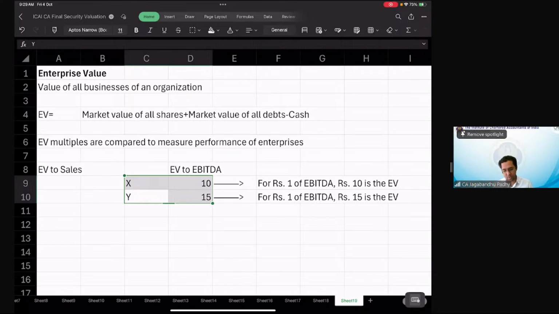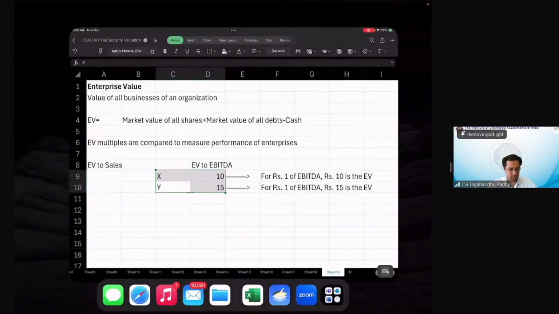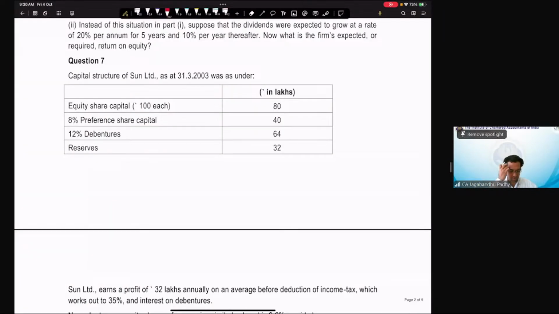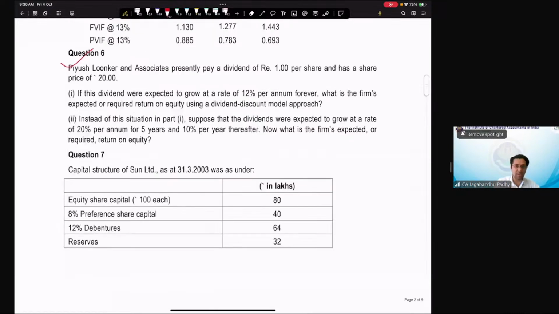Now let's go for some of the questions to solve the practical problems from the equity valuation part. Let me just open up the assignment. Questions 1, 2, 3, 4, 5 are done, 6 is done. And let's try to do question 8 now. Question number 8, guys.